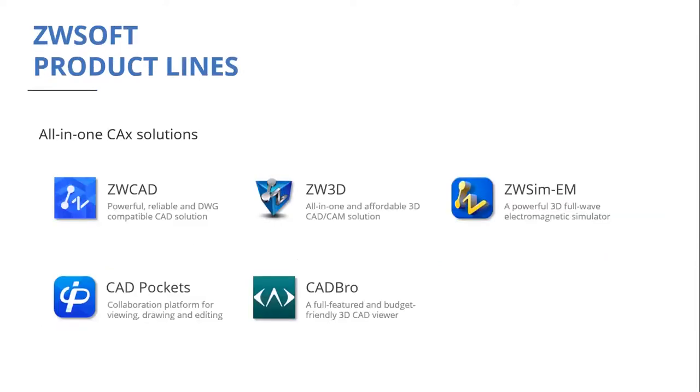As you know now, we have three major product lines. ZWCAD is the 2D CAD solution mainly for AEC and mechanical industries. ZW3D is the all-in-one CAD CAM solution for manufacturing industries. Besides that, we have ZWSim as a simulation solution, especially for mechanical and manufacturing engineering. Meanwhile, we have our powerful 2D viewer, CAD Pocket, and a 3D viewer, CAD Pro, as collaboration tools for our customers. All these solutions are based on our own kernel technology, I have to emphasize.